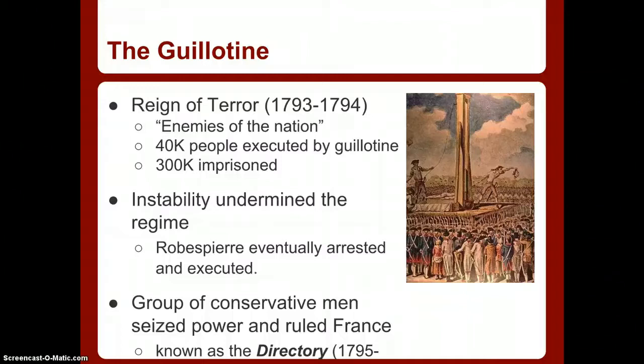Now, with this instability, it really undermined the regime in power at that time, and eventually Robespierre was arrested and executed via guillotine. Now, the group that's going to take power and seize power and rule France is a small group of people known as the Directory. We'll talk about them here in just a moment. But if you take a look here, you can see kind of death by guillotine.